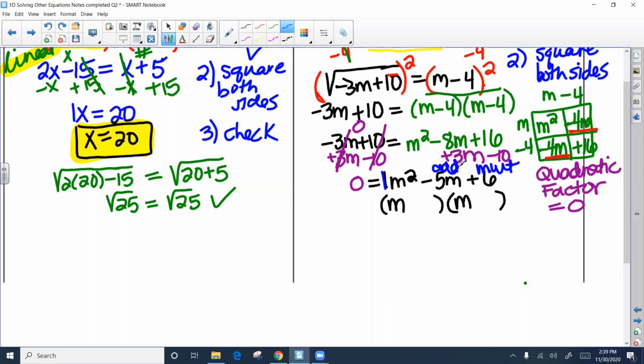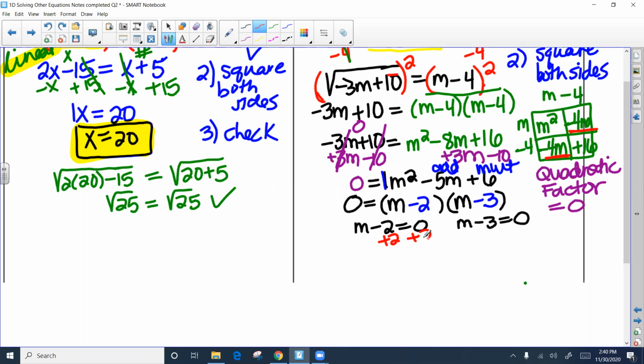So those two numbers would be 2 and 3, but they both have to be negative. So negative 2 and negative 3. So those are my factors, m minus 2, m minus 3, and it's still equal to 0. So then I have to solve. So set each factor equal to 0, m minus 2 equals 0, m minus 3 equals 0, and solve each equation.